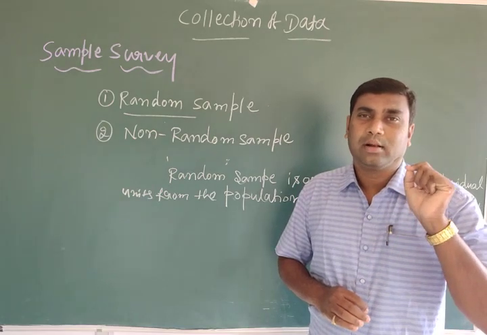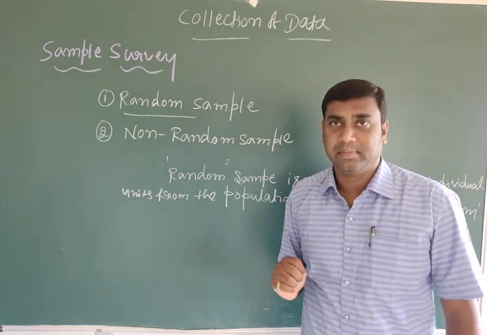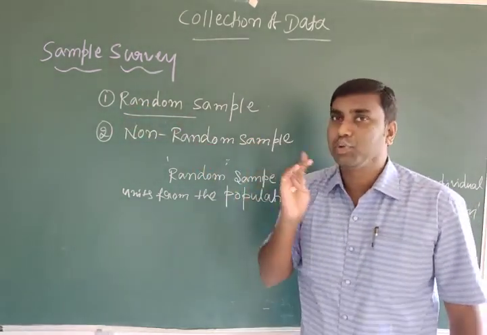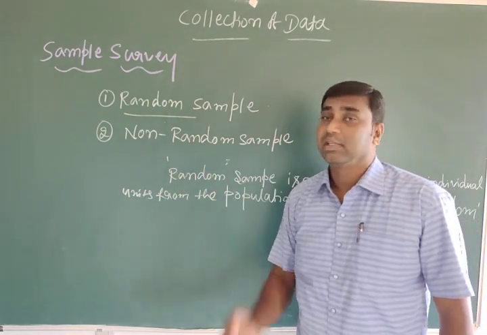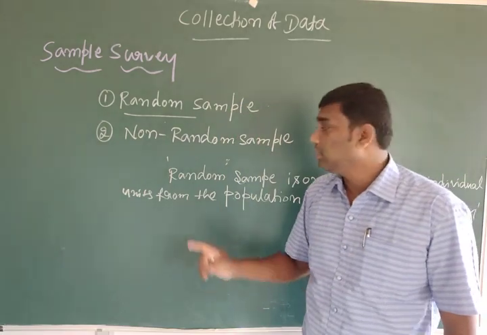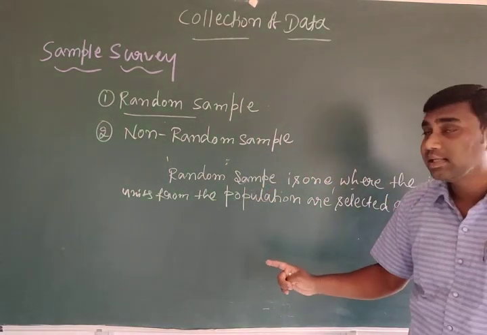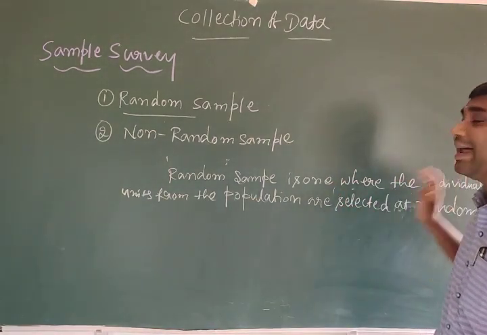While calculating the population with the help of this sample survey method, we have to use two types of samples. One is random sample and one is non-random sample. First one is random sample. The meaning of random sample is that the individual units from the population are selected at random.